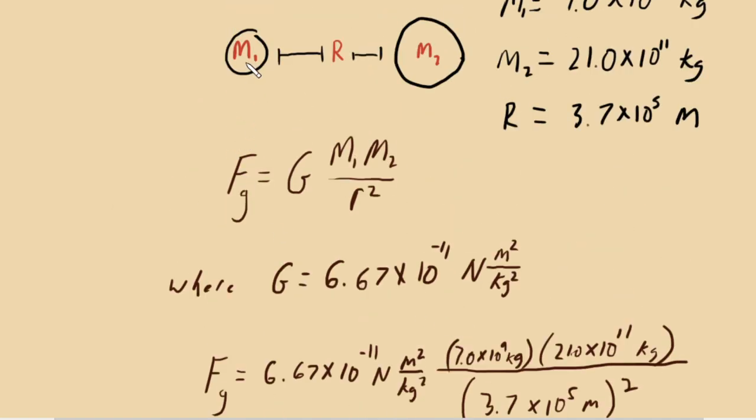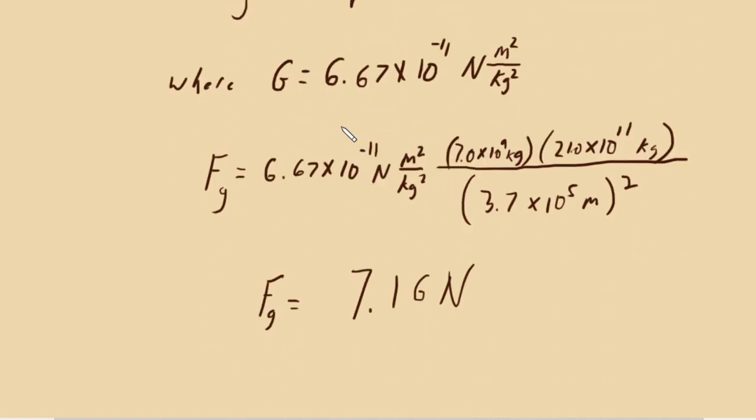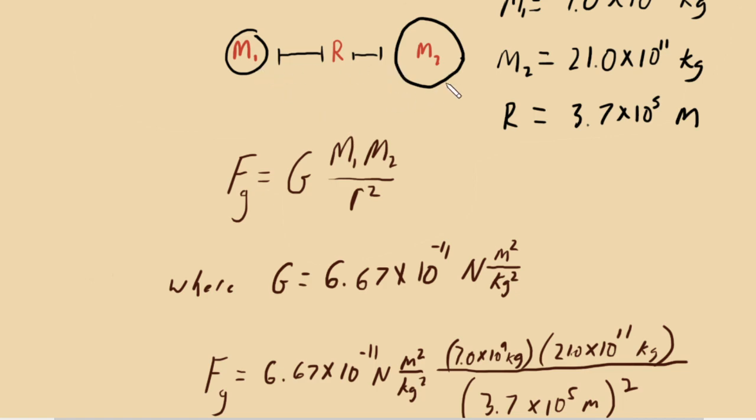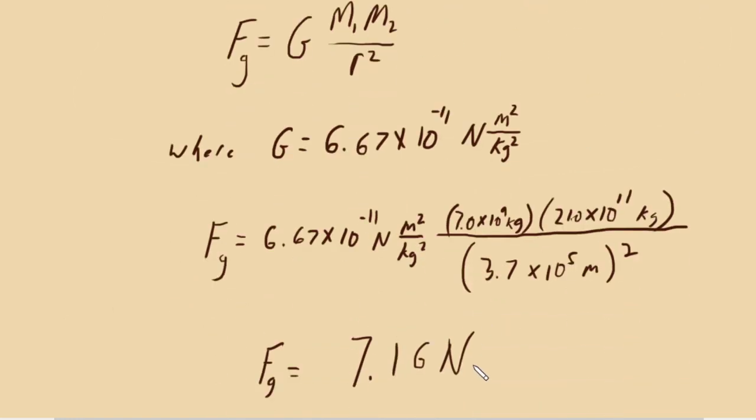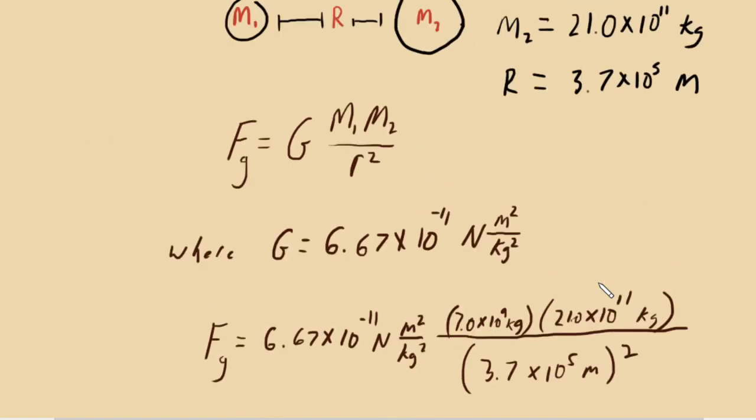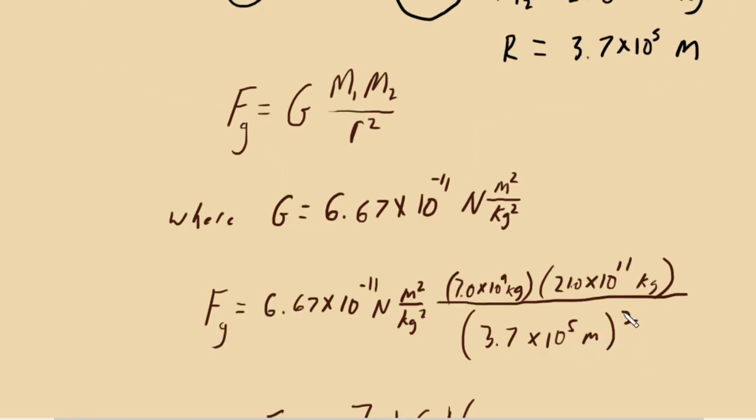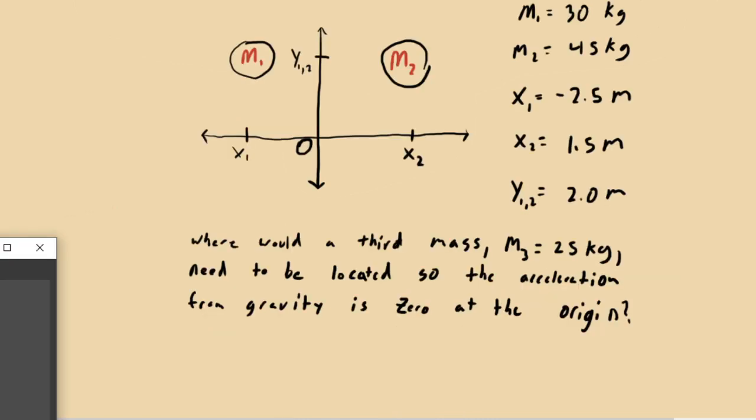So we know that mass 1 is being pulled on with a force of 7.16 newtons, and mass 2 is also being pulled on with 7.16 newtons. This value seems pretty small, how hard these are pulling on each other, but keep in mind the gravitational constant is 6.67 times 10 to the negative 11, and then we are squaring the radius that they're separated. So unless we have huge masses, the force from gravity generally isn't very large.